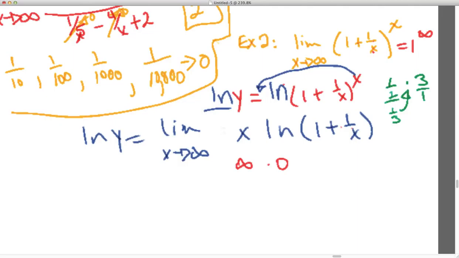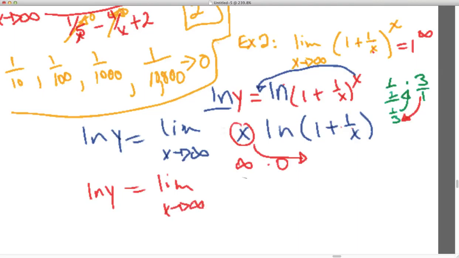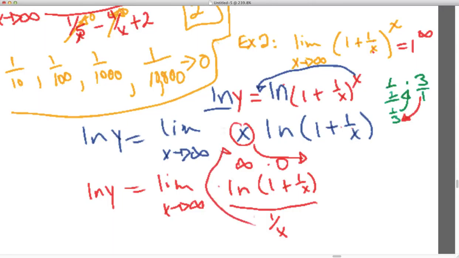Well, who's to say that we can't just take that multiplied whole number and turn it back into a fraction and divide it? So what I mean by that is this x, the coefficient, can come back down to the denominator here. When you do so, you're going to end up with the limit as x approaches infinity of the natural log of 1 plus 1 over x all over 1 over x, right? These are equivalent. If I were to divide by this 1 over x, how do I simplify it? I multiply by the reciprocal to get my original problem I had over here.